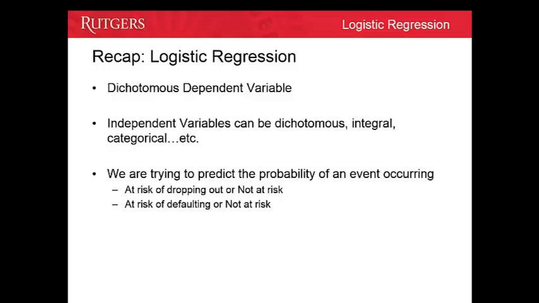Now to recap what we talked about in the logistic regression section, logistic regression can be used when we have a dichotomous outcome: a yes, no, true, false type of dependent variable. The independent variables can be integral, dichotomous, categorical, they can be different types. They don't have to be just dichotomous. And here, what we're trying to do is to predict the probability of the outcome occurring.